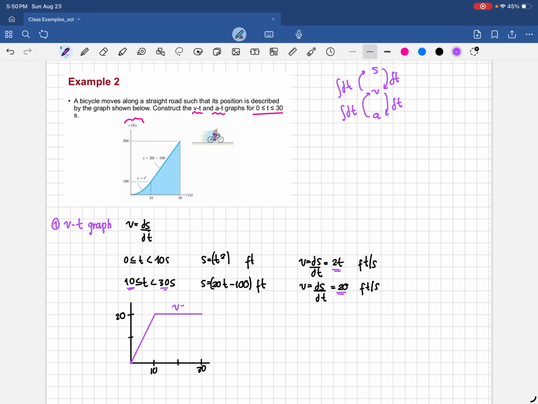Okay, so this is v equals 20. And then this is v equals 2t. This is velocity in feet per second. And then this is time in seconds.